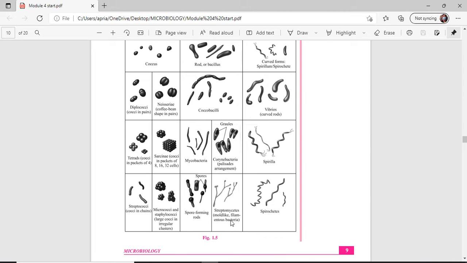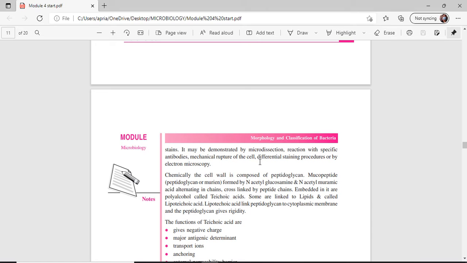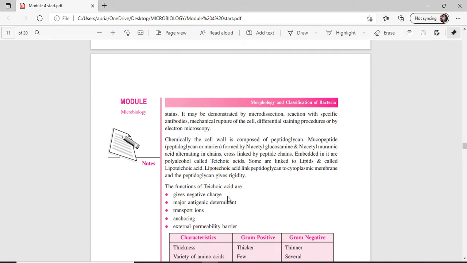Then you have your streptomyces, mold-like filamentous of those mga fungi. Then your spirochetes. Okay, it may be demonstrated in microdissection, reaction with a specific antibody, a mechanical rupture of the cell, differential staining procedures, or by electron microscopy. Okay, chemically, the cell wall is composed of your peptidoglycan or mucopeptide. Okay, mucopeptide is either peptidoglycan or murein, formed by N-acetylglucosamine and N-acetylmuramic acid, alternating in chains, cross-linked by your peptide chains.